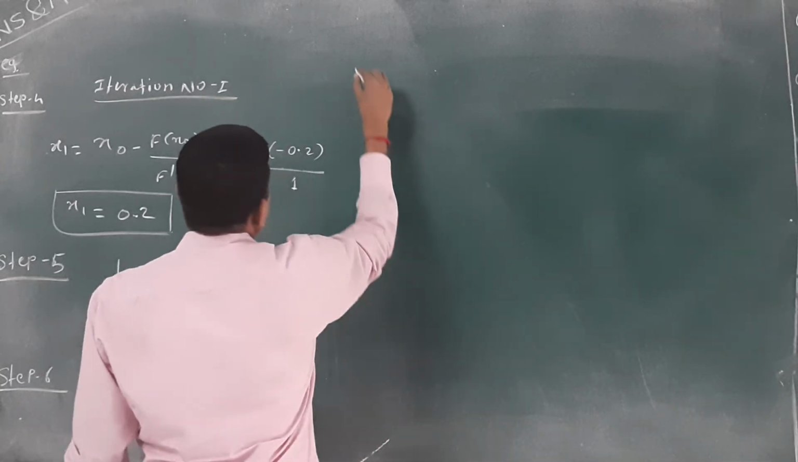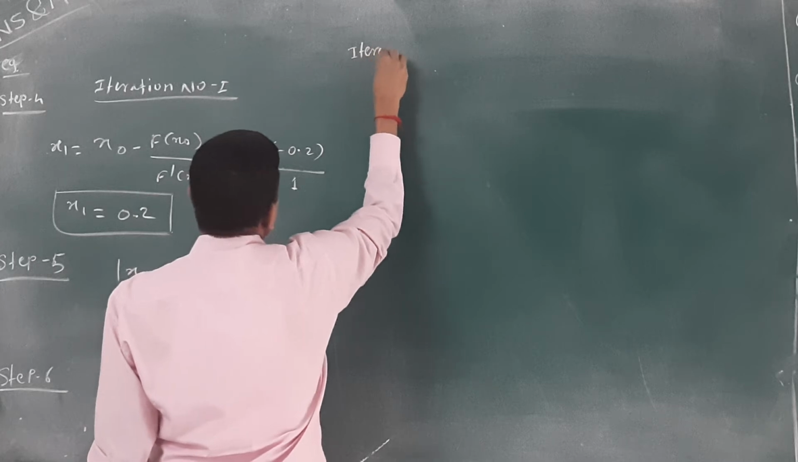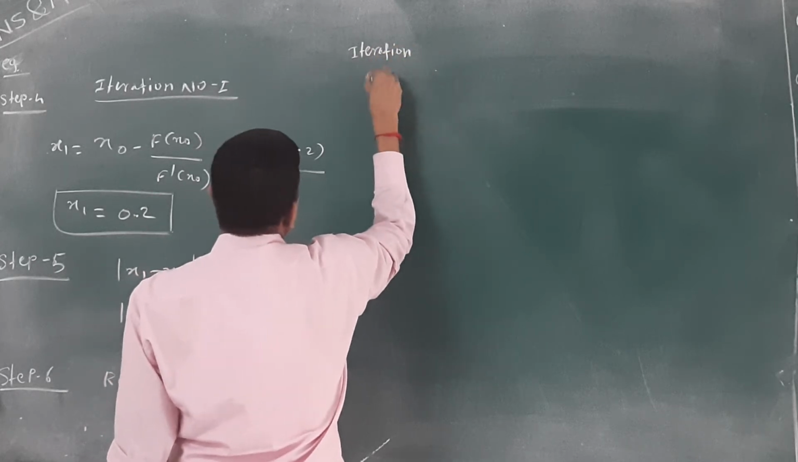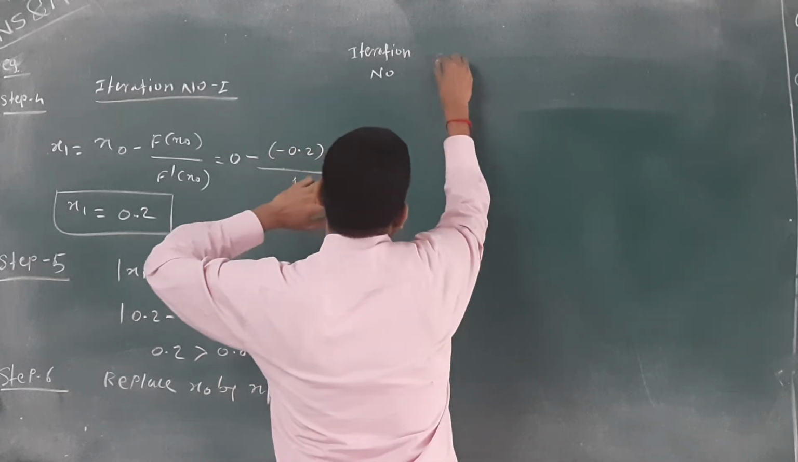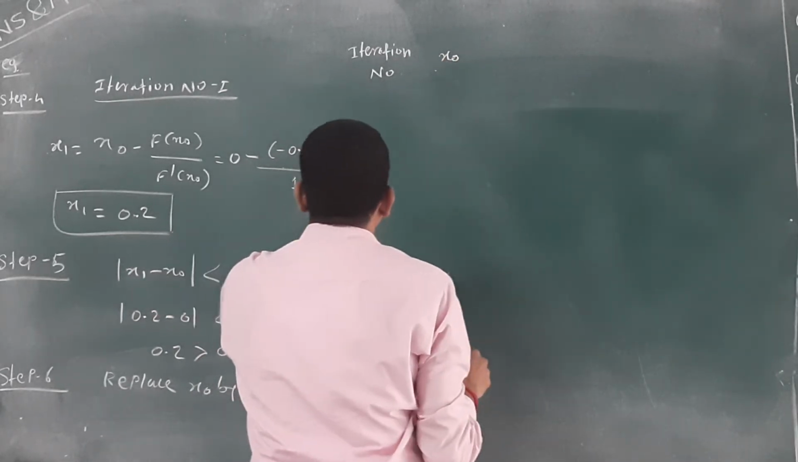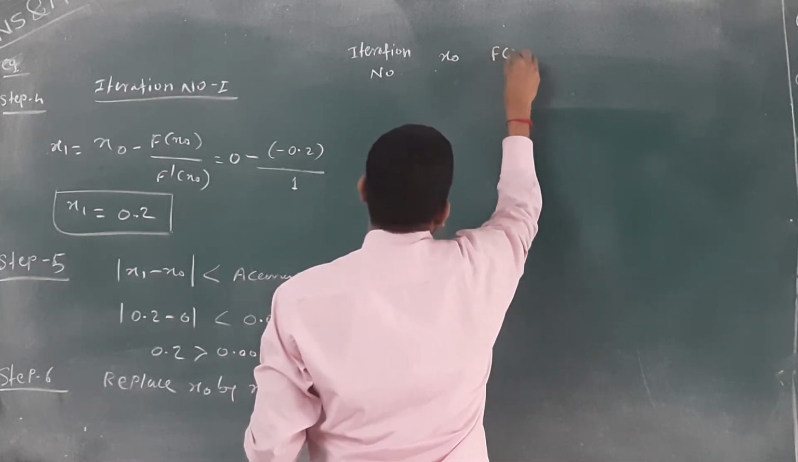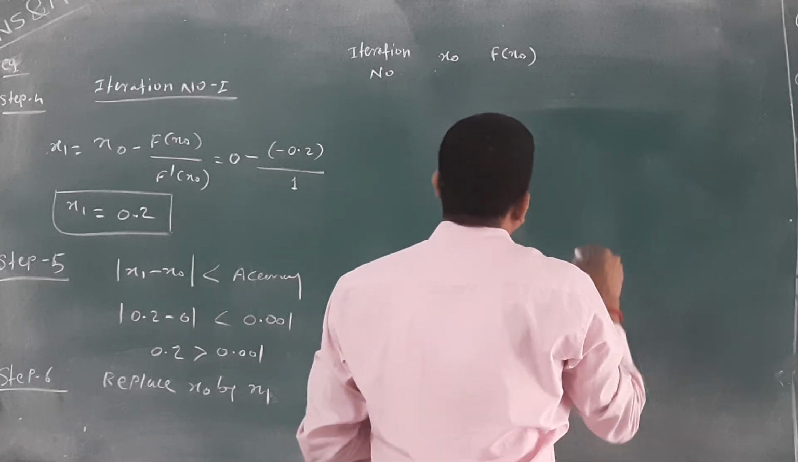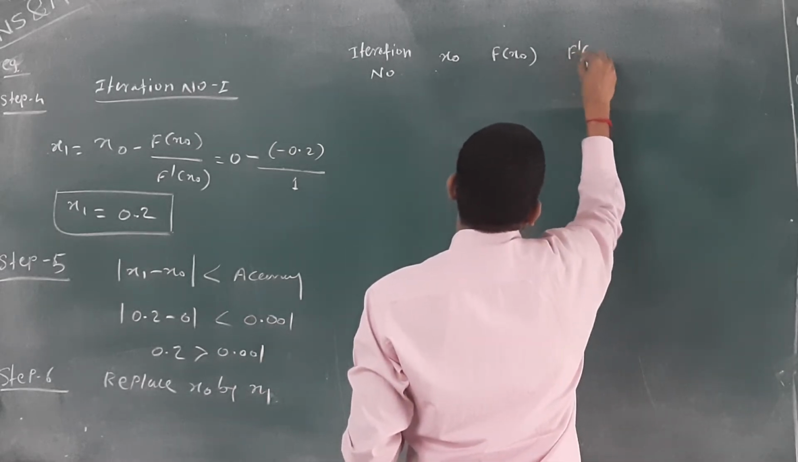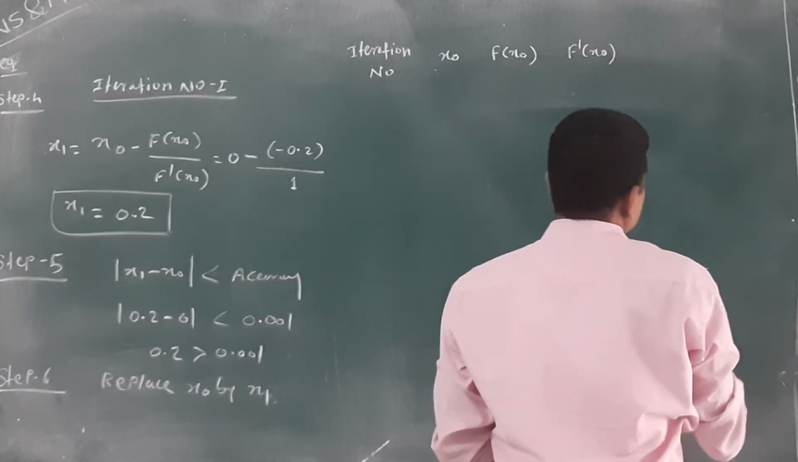In the table I will mention iteration number 1. First I will make the table with the iteration number. After that we calculate the assumed value x0, then we find f of x0, then f dash of x0.